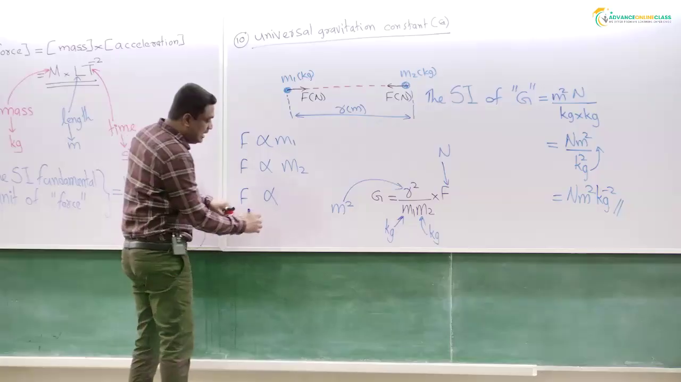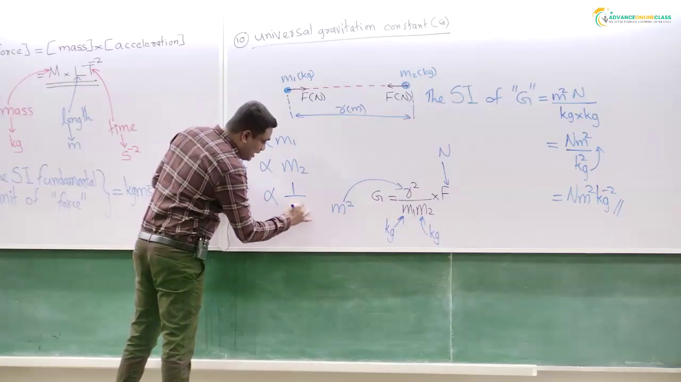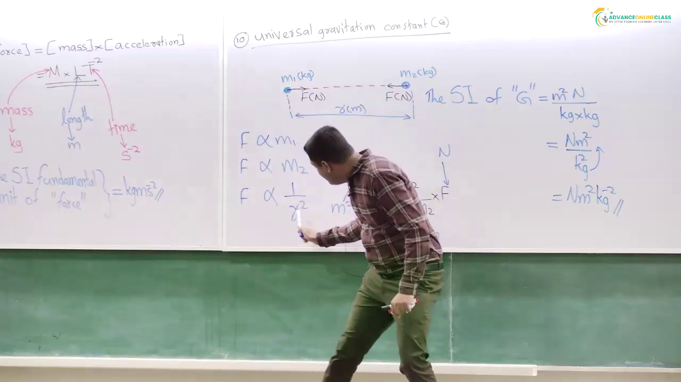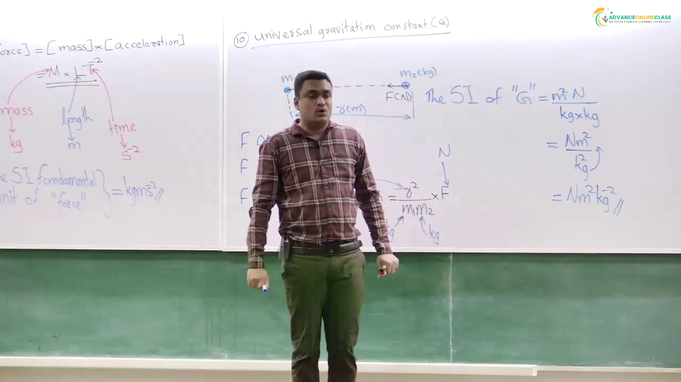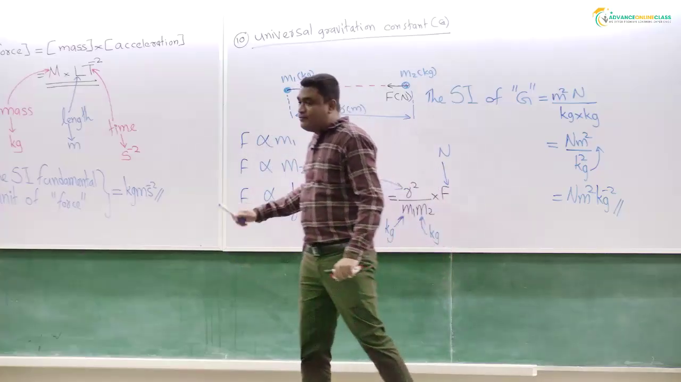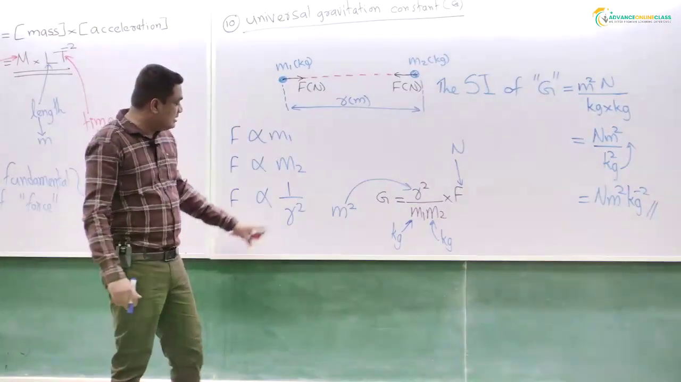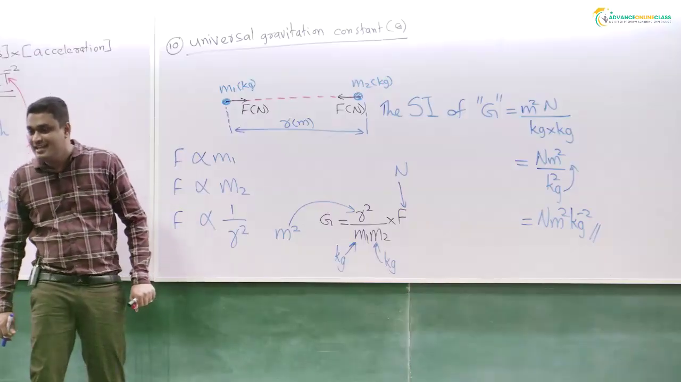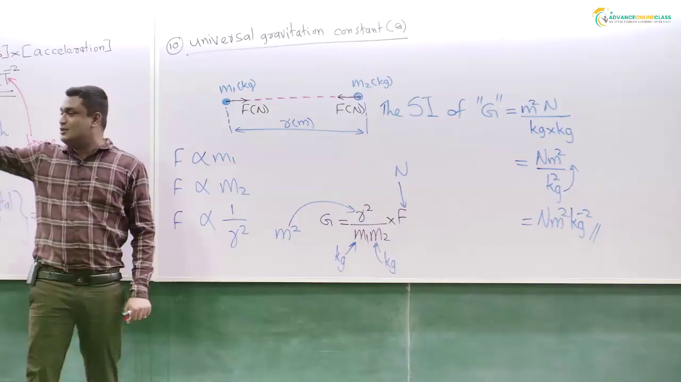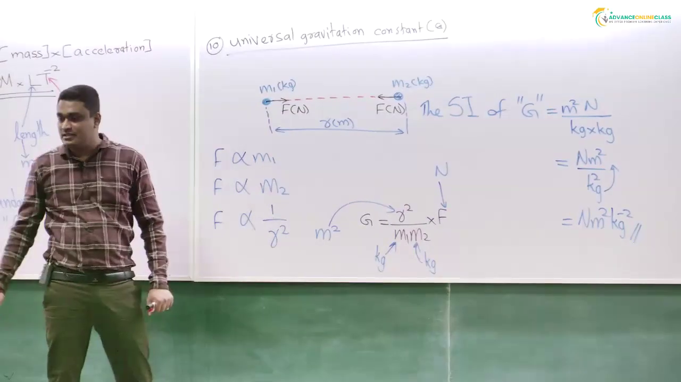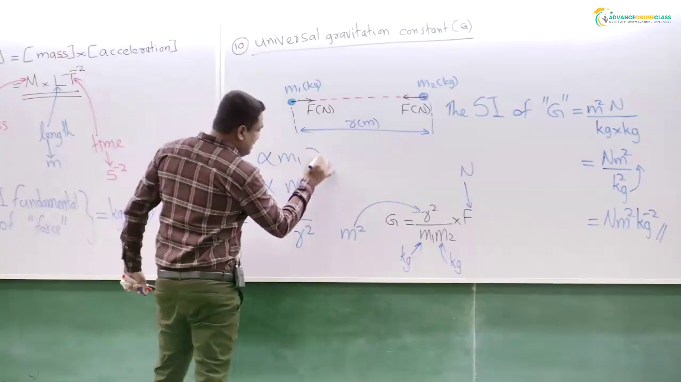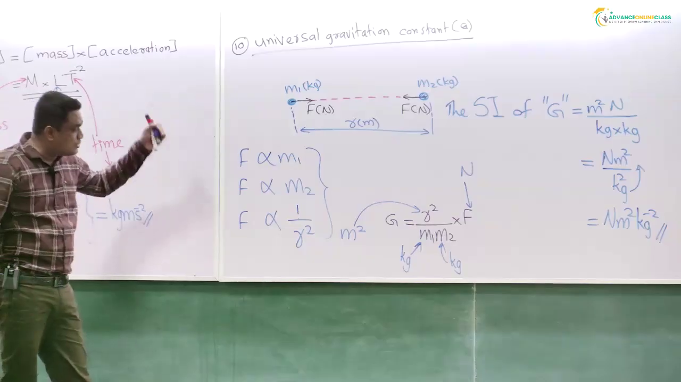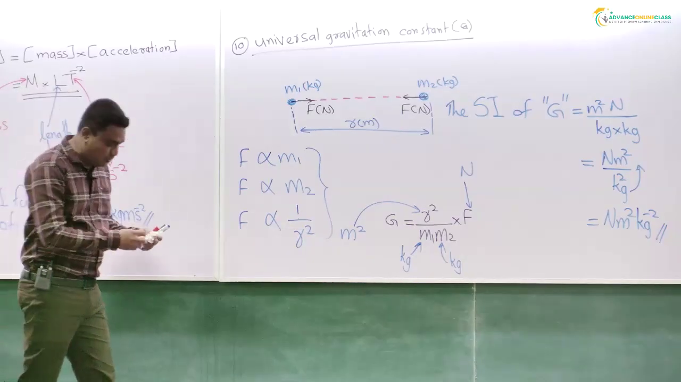How to say it, dear? F proportional to 1 over r square. It means if r is larger, force is smaller. If r is smaller, force is larger. When you write 1 over something, it is said to be inversely proportional. Got it? So this result is known as Newton's law of gravity, because some students want to know what Newton's law of gravity is. So I told it now, right?